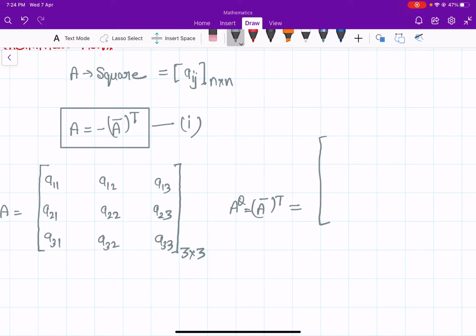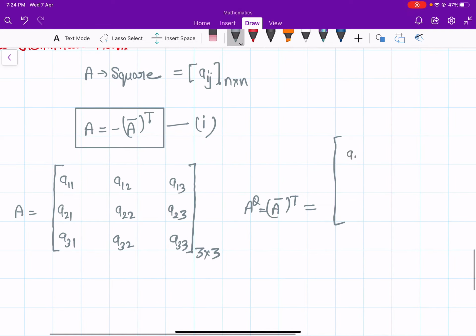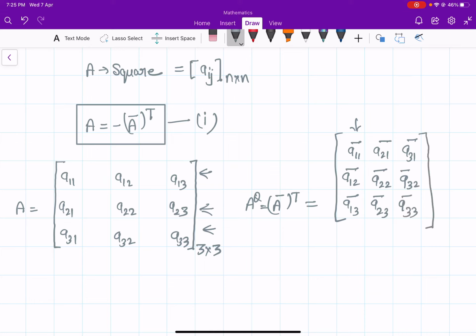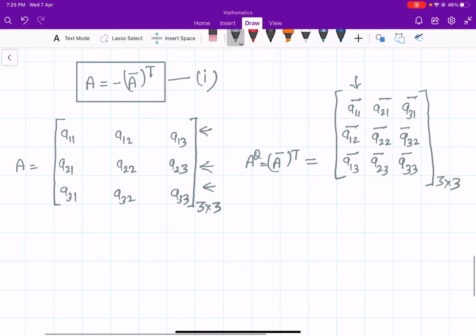this will be equal to, you can say here, conjugate of A11, conjugate of A12, conjugate of A13. Just write this row here as a column. So the next row, that is conjugate of A21, conjugate of A22, conjugate of A23, and the next one is conjugate of A31, that is this row, conjugate of A32, conjugate of A33. So this is the transpose conjugate matrix of A.